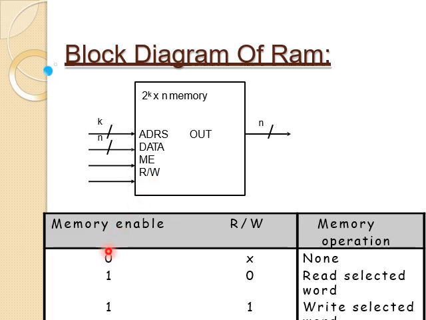When memory enable is 0, irrespective of whatever your read and write operation is, there is no operation in memory. And when memory enable is 1, if the read or write input is 0, read is selected, that is read selected word. Next, when memory enable is 1 and read or write is 1, write is selected.